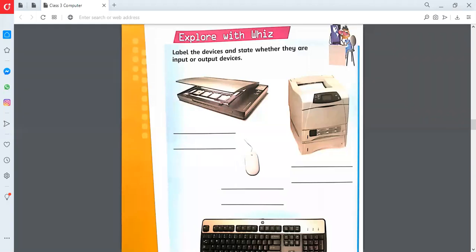Does everybody understand that question? Yes, sir. Sir, can you open a picture of laser printers? Yes. Okay.